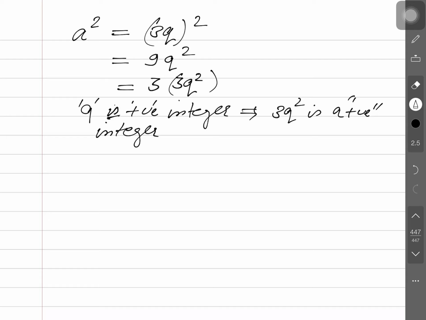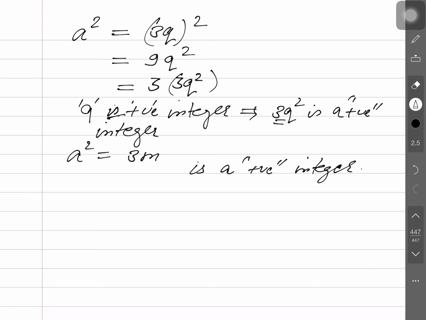So q is positive, and 3q squared is positive. Why? Because if q is some positive number and we square it and multiply by some number, a positive will again occur. So this can be written as 3 times m, where m is a positive integer. Just understand this. Is that clear or not? a squared is equal to, so a you found as a positive integer and you have done the square. It is of the form 3m.